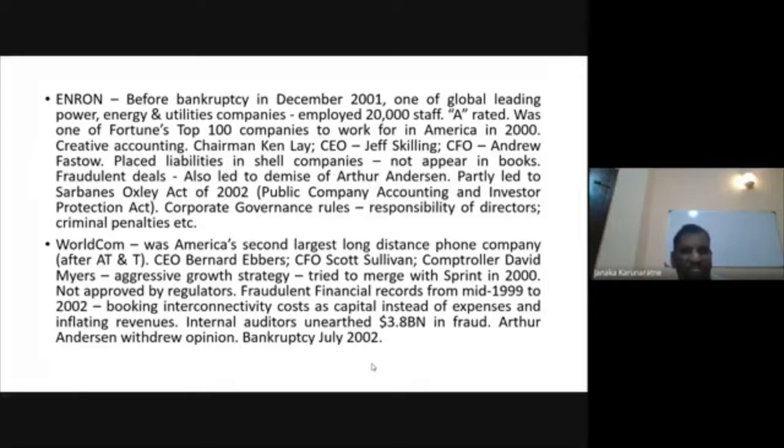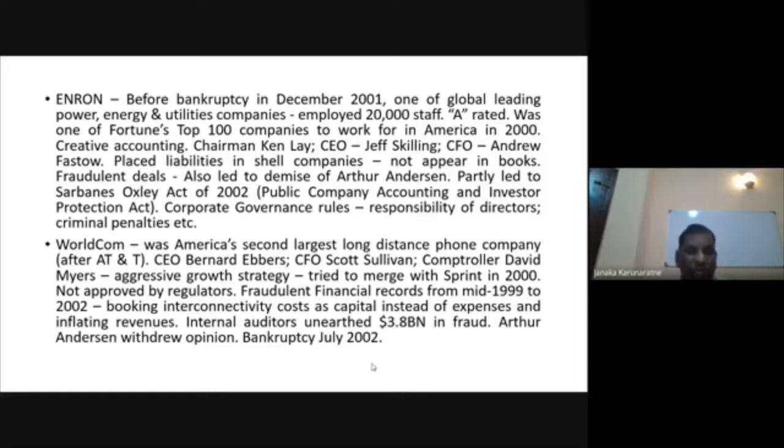So how did they do it? They placed liabilities in shell companies. They created shell companies and placed liabilities there, so those were not appearing in the books. So basically their assets were overstated. There were also fraudulent deals which even auditors could not detect. The auditors were, I think, Arthur Andersen, and Arthur Andersen itself had problems and failed due to its failure to identify these problems. It was mainly corporate governance issues relevant to the key management, and the company went bankrupt in 2001.